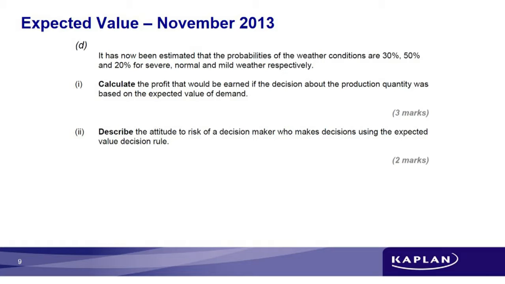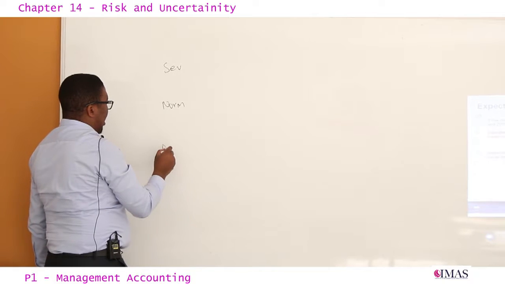In this question, what we need to do, number one, is to determine what will be the expected value of demand given the probabilities. Are you guys with me? Given the probabilities, what will be the expected value of demand? When we're talking about the expected value of demand, we know that we were given three options: severe, normal, and mild.